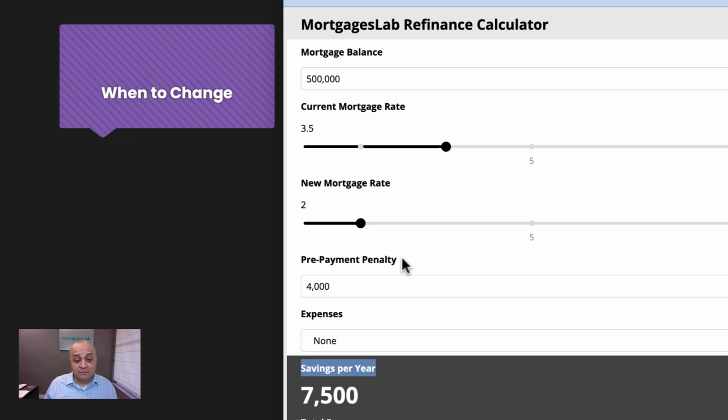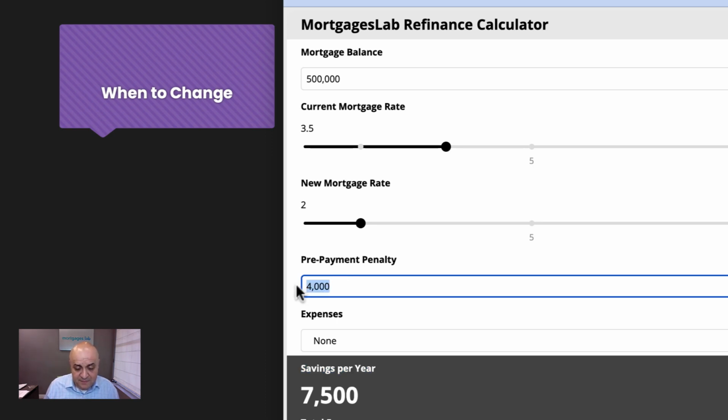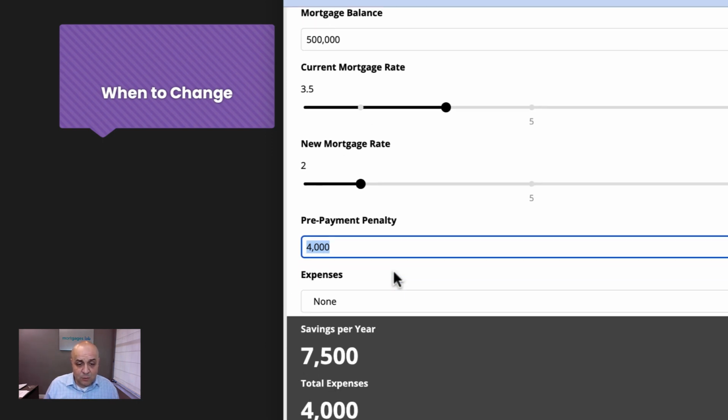You go to the bank. We help you. We guide you how to ask that question. Sometimes they don't give you the right answer, but you go to the bank and ask them for a prepayment penalty. And let's say that the bank gave you a prepayment penalty of $4,000.